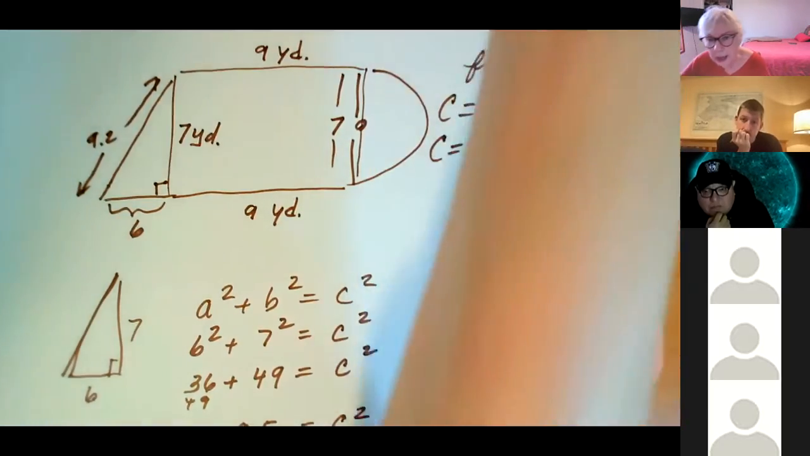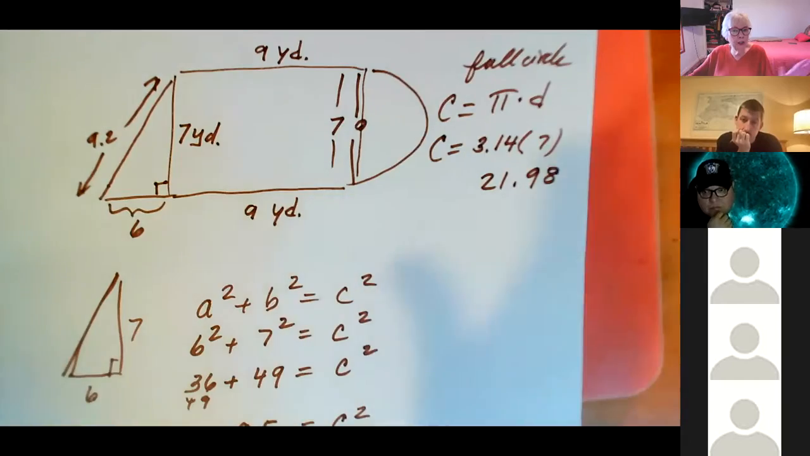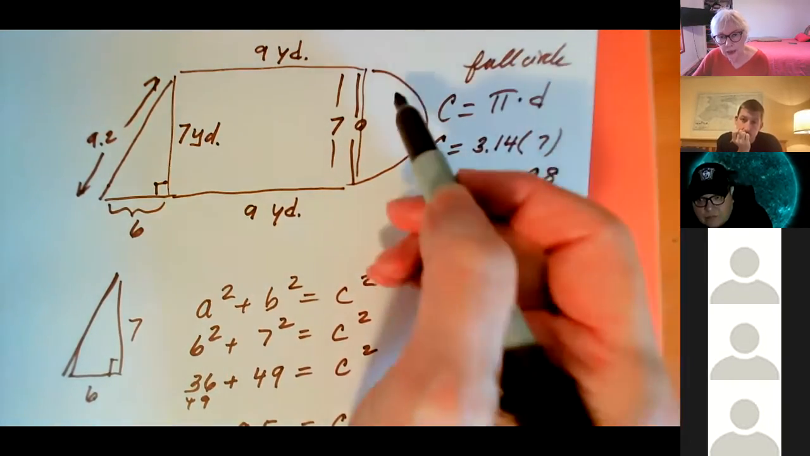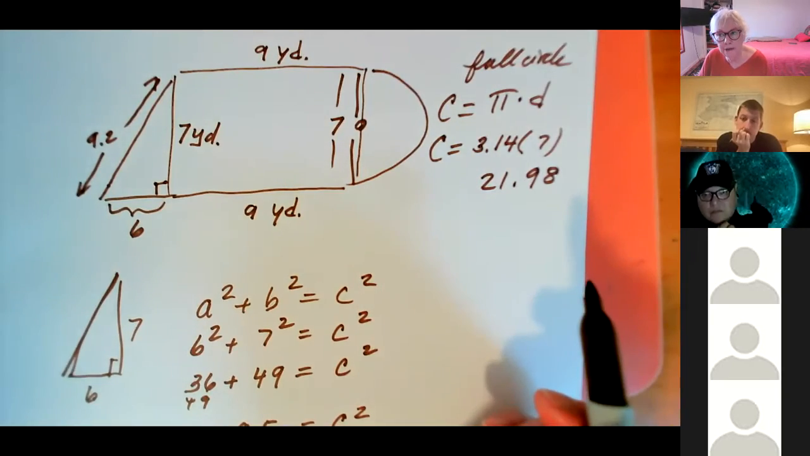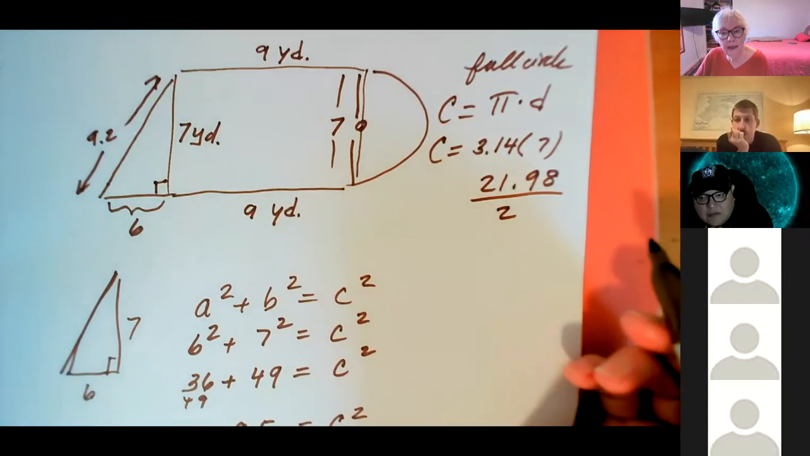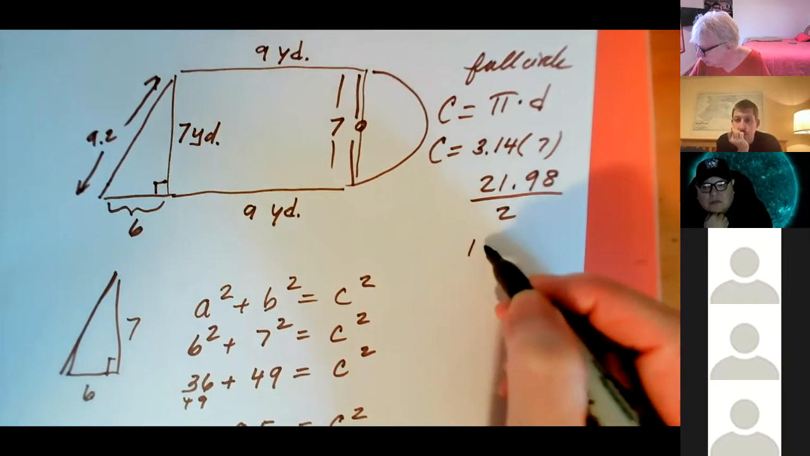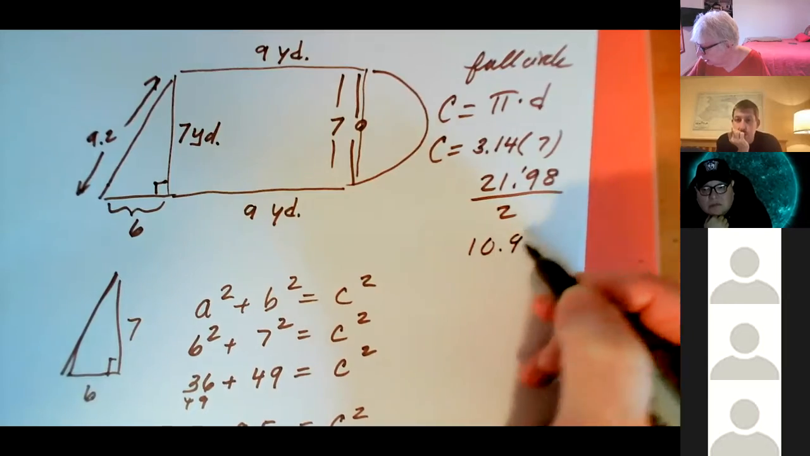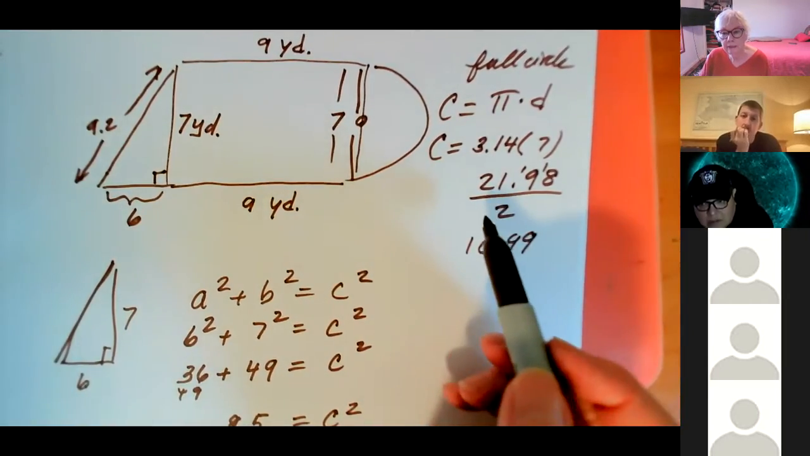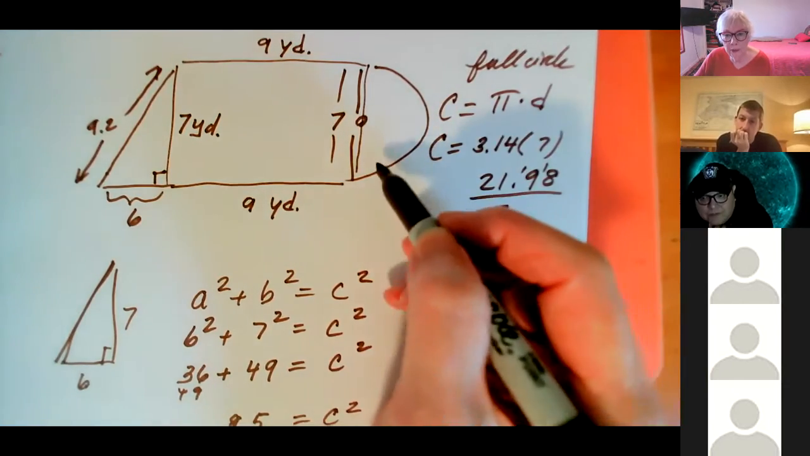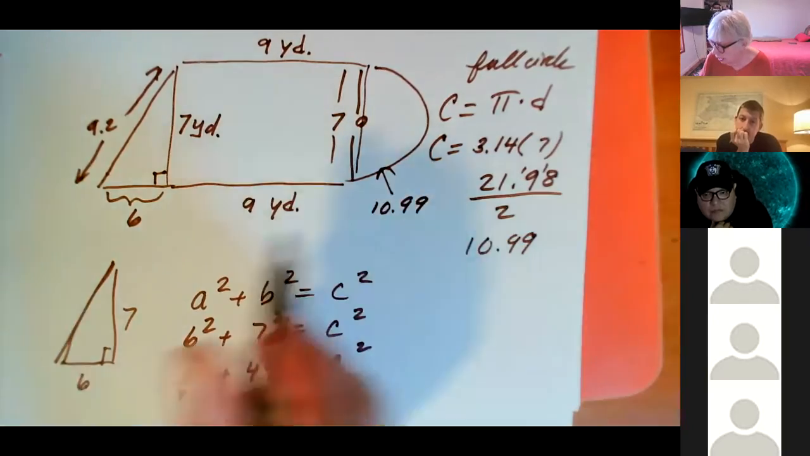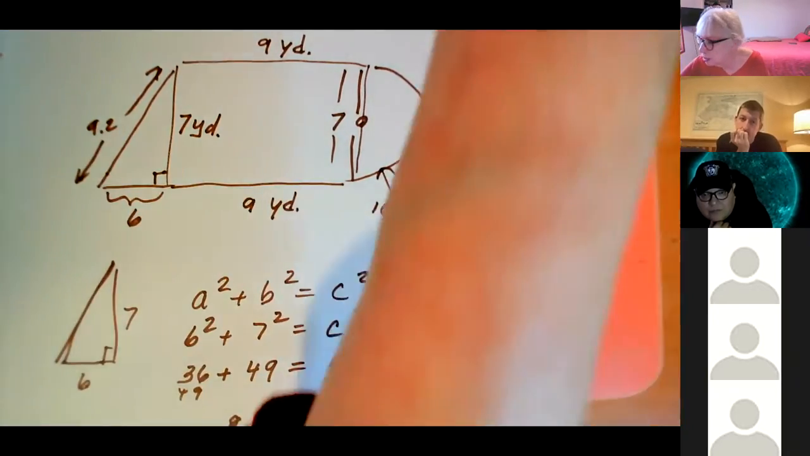Okay. Now, you think you've done all this beautiful work, but wait a minute. This is the full circle. So that would be all the way around, and we only have half. So you've got to divide by 2. So this is 10.99. And so that's what we have here. I don't know if this should have been rounded one more place.